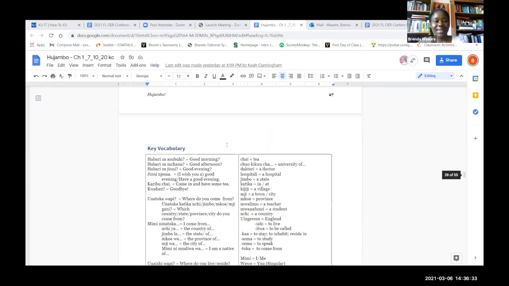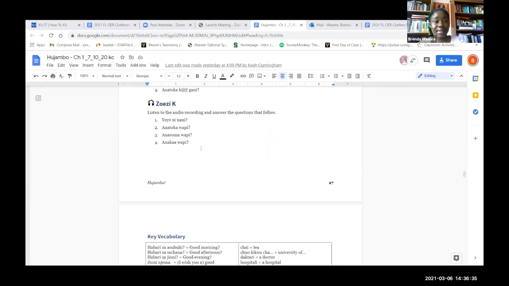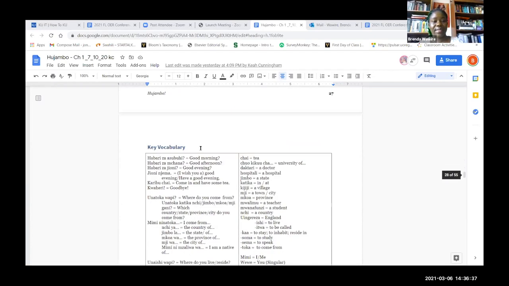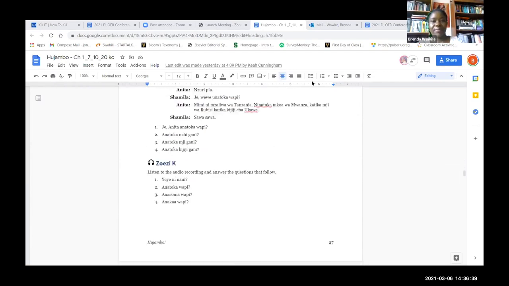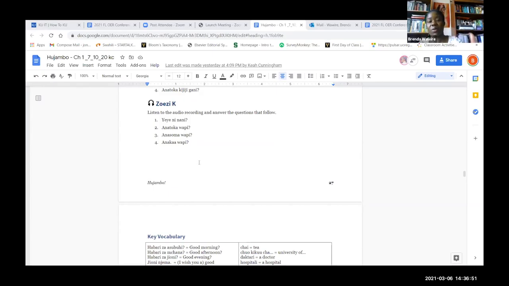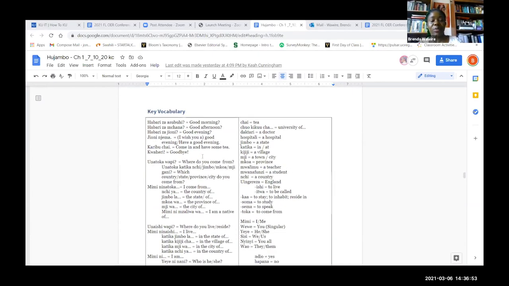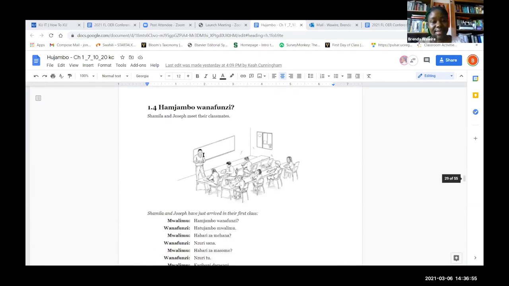Yes, so in a nutshell, that is the structure of our project. And yeah, we also have listening comprehension, listening activities within the unit. So we're targeting all the four language communicative skills, like I said previously.